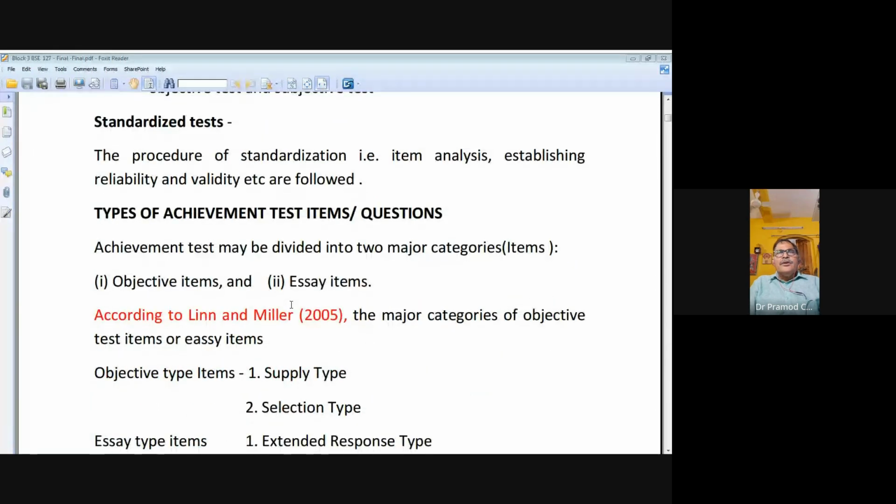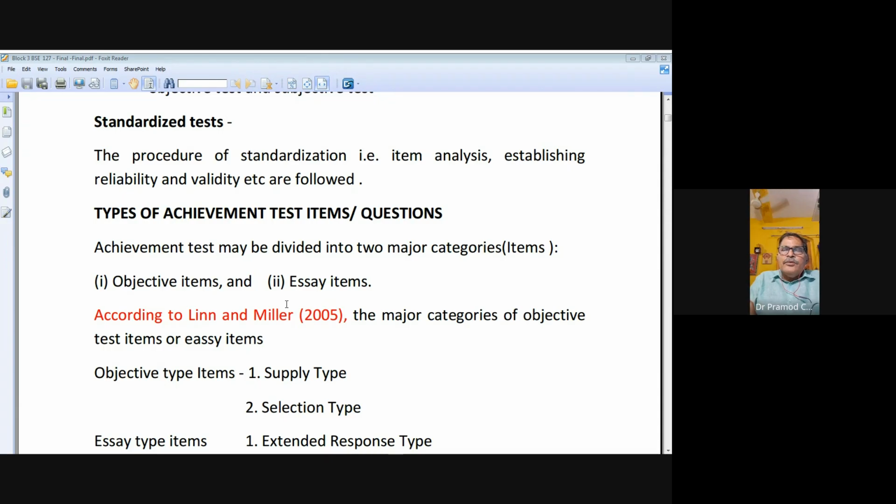But when we are making the test standardized, then definitely we will have the item analysis and we will have to find out the reliability of the test and the validity of the test. With item analysis, each and every question will be analyzed properly. How many students have given the correct answer? How many students have not given the correct answer? How far is it very easy or very difficult or of average level?